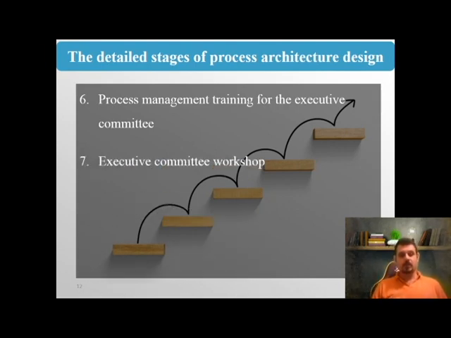After that, you should continue this training course and hold a workshop. In this workshop, you should give them a form. This form consists of some columns. The first column is name of process, second input, third explain your activity, and the last output.